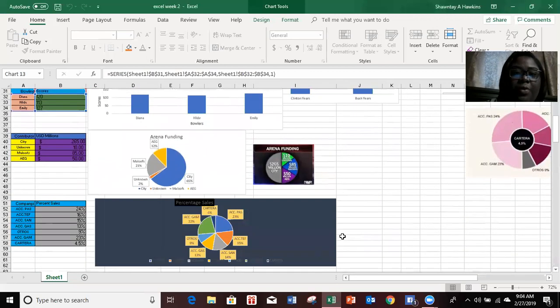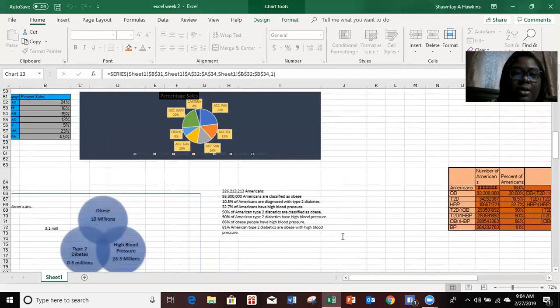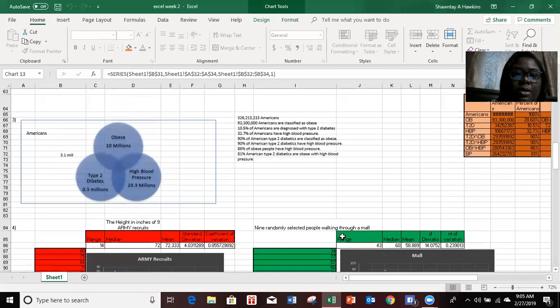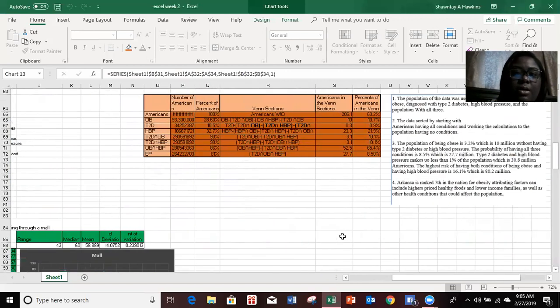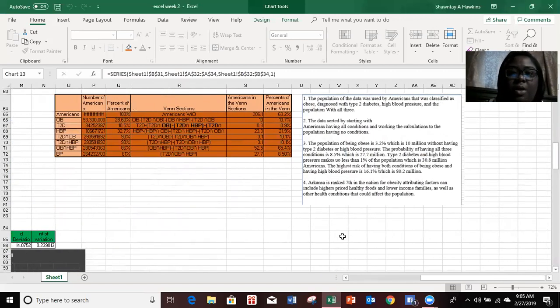So we're going to go to number 3 here. This is number 3. And it's talking about the population of the data used by Americans that was classified as obese. I thought this graph was pretty cool because I am a diabetic. So just to figure out and calculate how many people have it, or different things like that, I felt like it's pretty neat to me.